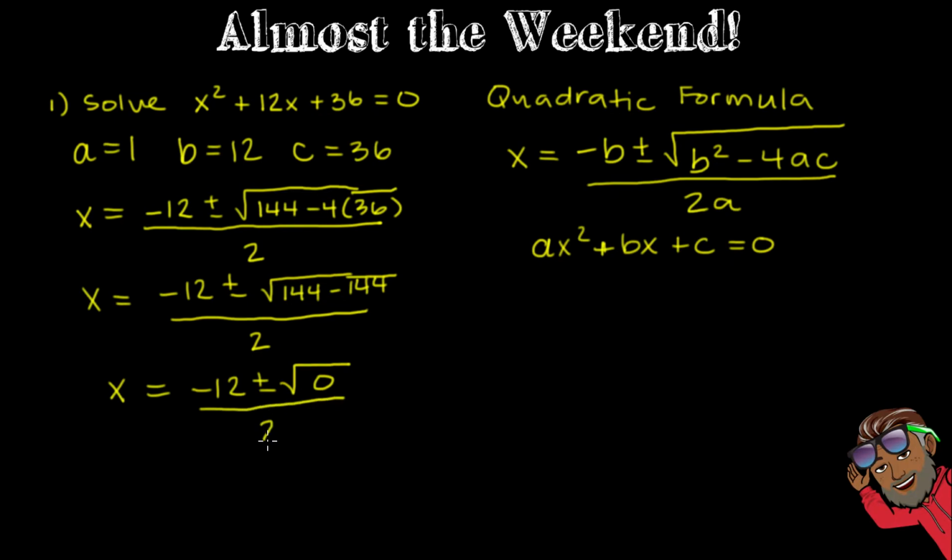Like, what do you mean, the plus and minus? Yeah, we get one answer because the two possibilities are negative 12 plus 0, and your second answer is going to be negative 12 minus 0. And we all know that when you add or subtract 0, nothing happens. So our two answers are both going to come out to negative 12 over 2, which equals just negative 6.